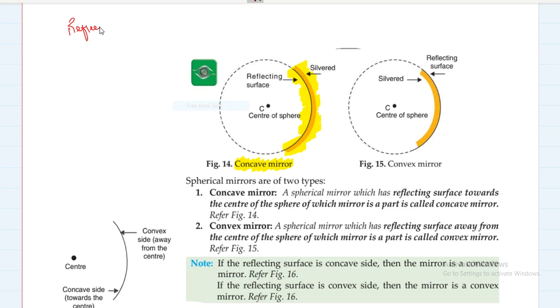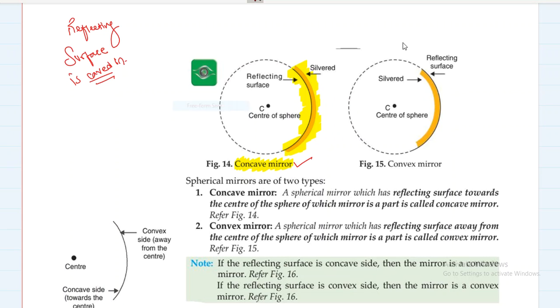Reflecting surface is caved in. Caved in means it is curved inwards, the reflecting surface. So whenever the reflecting surface is caved in, it is known as a concave mirror.